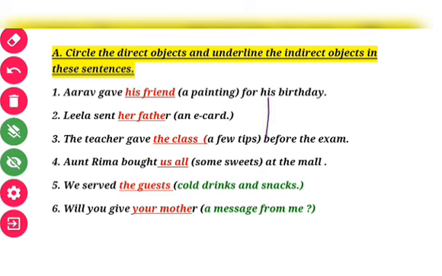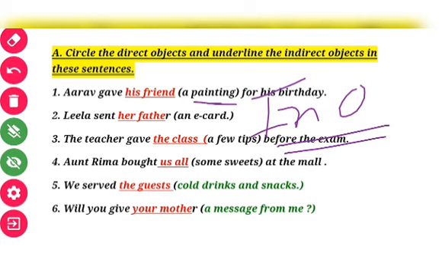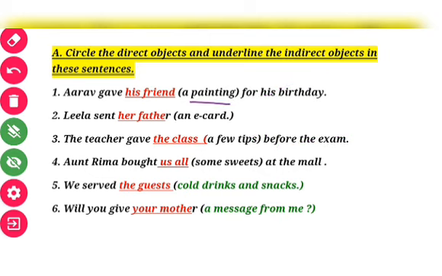See, what is the indirect object generally? It is asking the question whom or to whom. So Arav gave to whom? Arav gave his friend what? A painting. So students, here painting is the direct object, which is to be circled. I have not circled it here, I have just put the words in brackets. So the direct object is the one given in brackets. And underline the indirect object. So his friend will be the indirect object. Clear, students?